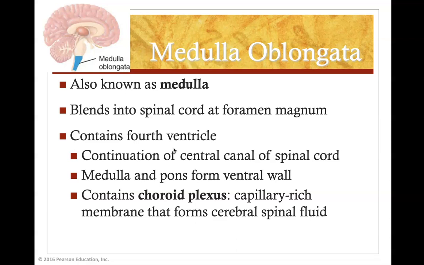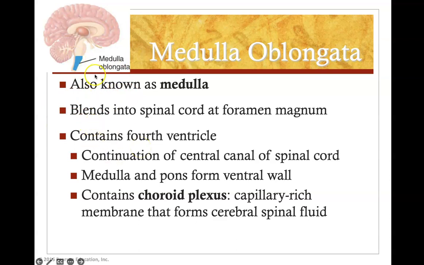The medulla oblongata is going to be this last little section here that we're going to talk about of the brainstem, also sometimes just referred to as the medulla. And it's obviously going to blend eventually into the spinal cord at the foramen magnum. And so again, remember that large foramen in the skull, the foramen magnum. And that's where the medulla oblongata connects to the spinal cord.